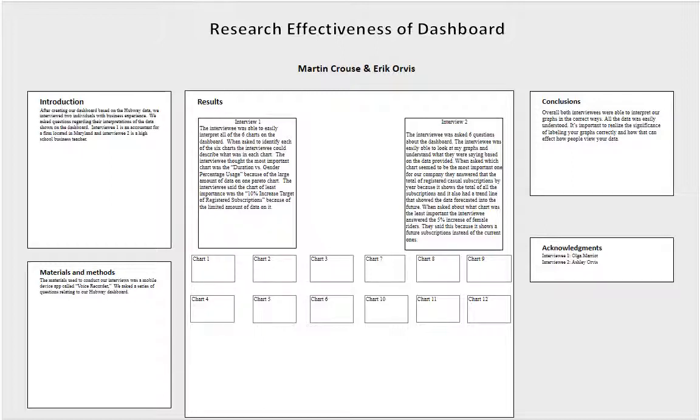Materials and methods we used were a mobile phone app called Voice Recorder to record our interviews with our certain individuals, and then we asked a series of questions related to our Hubway dashboard. And overall, for a conclusion, both interviewees were able to interpret our graphs in the correct ways. All of the data was easily understood, and it's important to realize the significance of labeling your graphs correctly and how that can affect how people view your data.